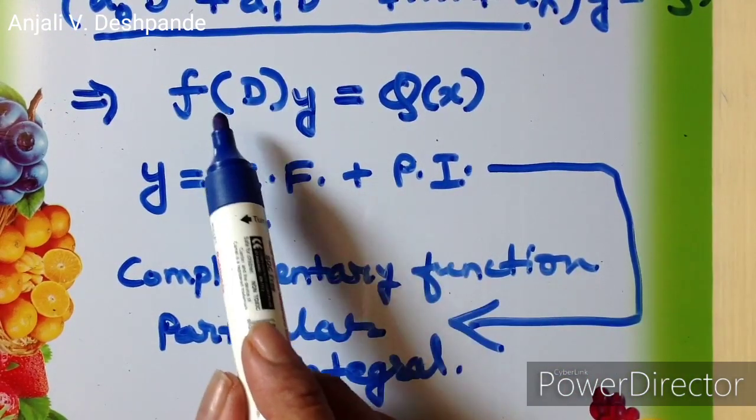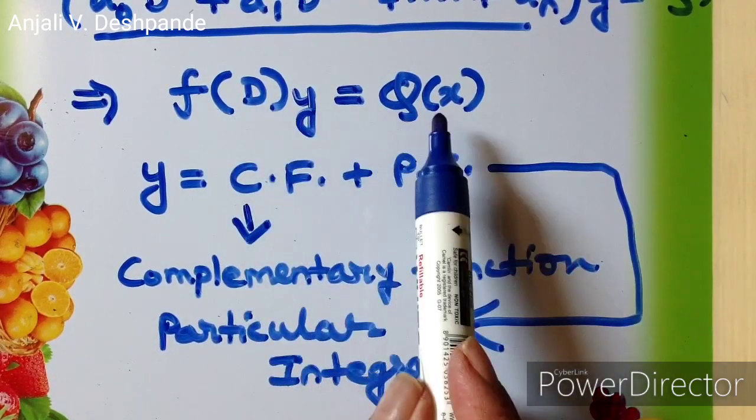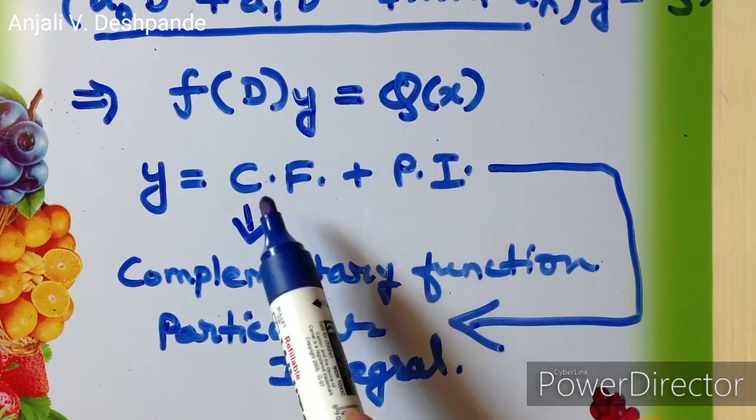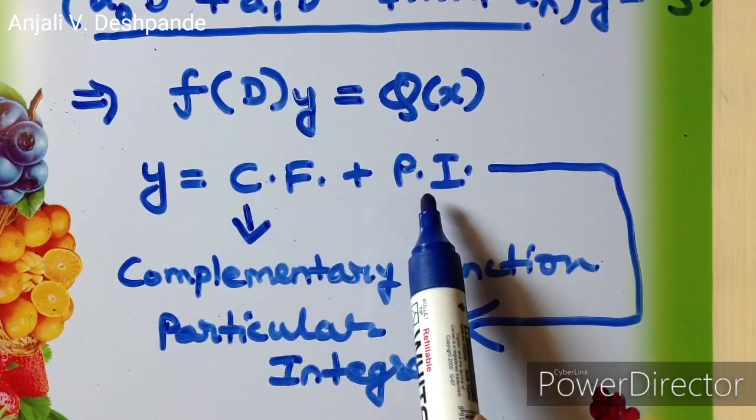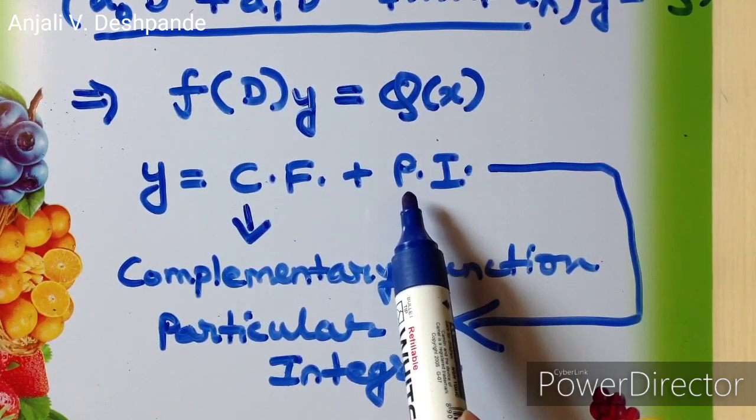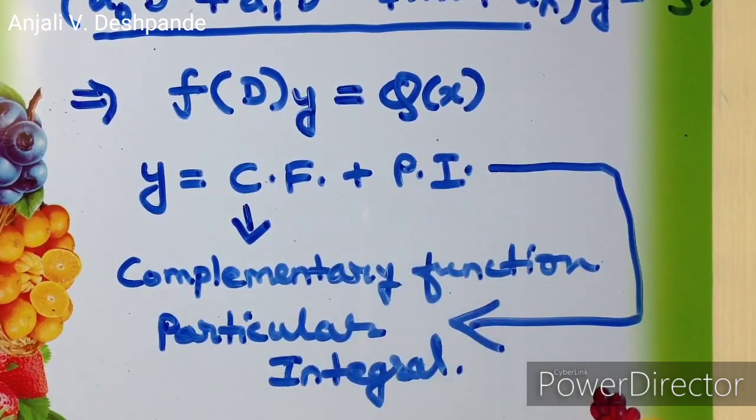for the given nth order linear differential equation. So we are going to go step by step. First we are going to see how to find the CF, then we are going to see how to find the particular integral of the nth order linear differential equation with constant coefficients.